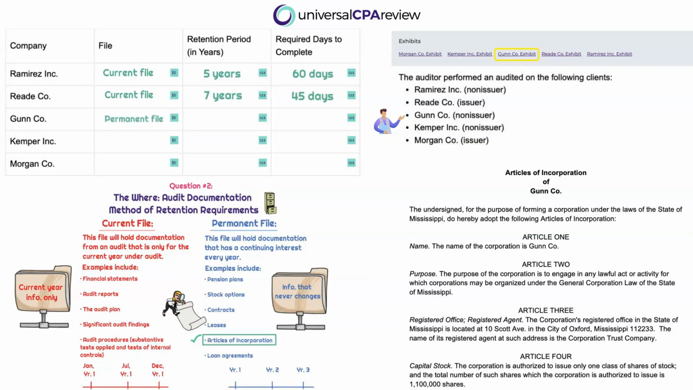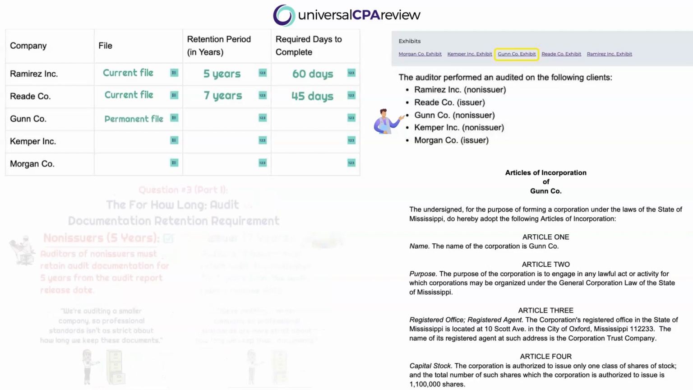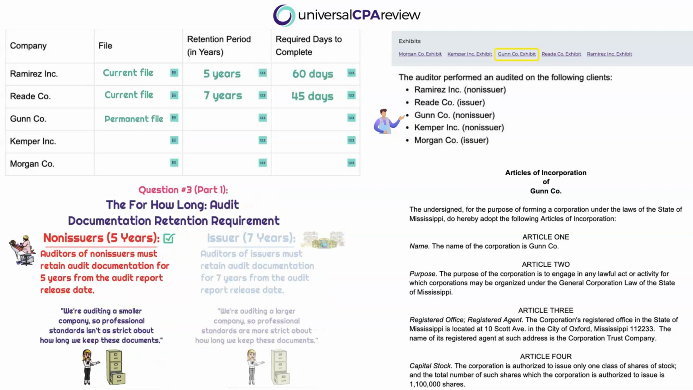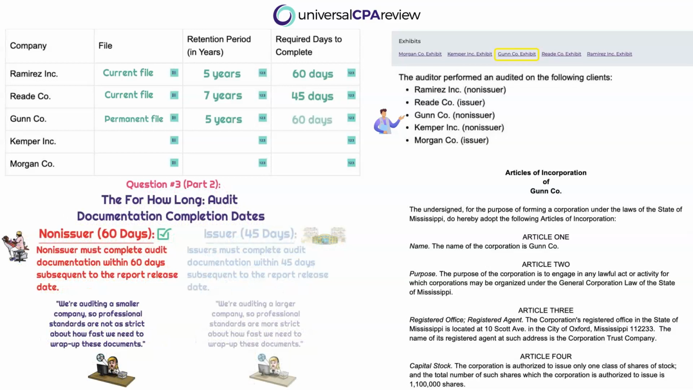So it's going in the permanent file, and it's a non-issuer, so the rules are going to be a little bit less strict when we are addressing the question, the for how long. Okay, so they need to hold on to the work papers for a shorter period of time. All right, so this is a non-issuer, meaning they're going to have to hold on to it for 5 years, not 7 years like they would if they were auditing an issuer. They're also going to have a longer period of time to complete their work papers. It's not an issuer, so we don't need to hurry up and get it done. Okay, so 60 days for Gunco.